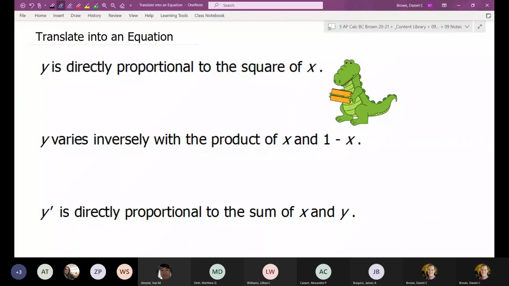And so this first one, we have y is directly proportional. So whenever you're directly, it's just kind of multiplying. Y is directly proportional to the square of x. So that's how that equation would look translated.